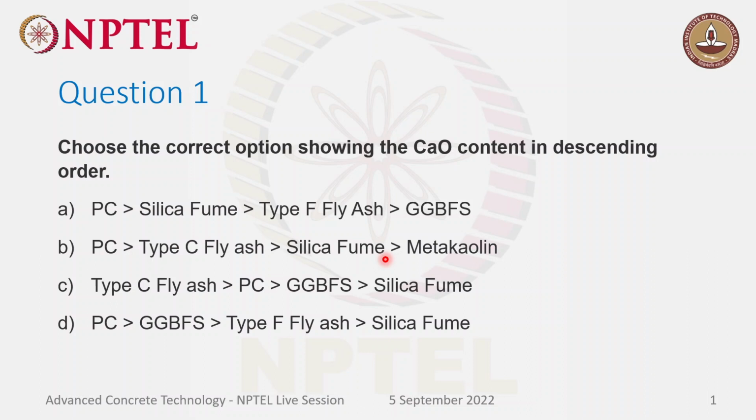If you have gone through the lecture PPT, this is a very easy question. Just think what is type F fly ash and what is type C fly ash. Are they both the same, which has more calcium oxide? Just think about it and then answer. GGBS is nothing but ground granulated blast furnace slag.